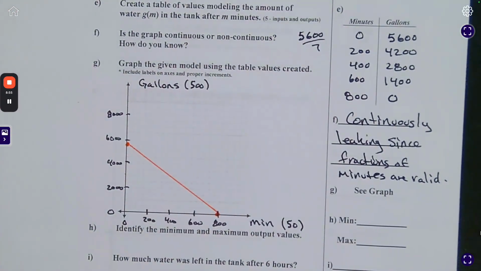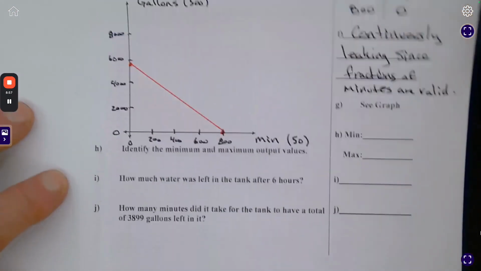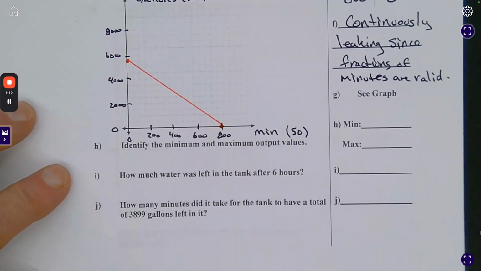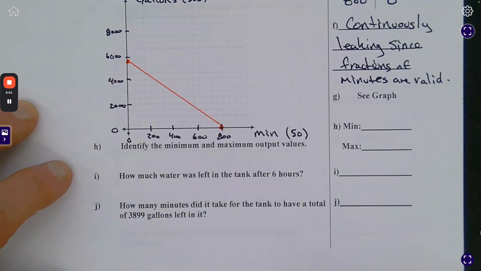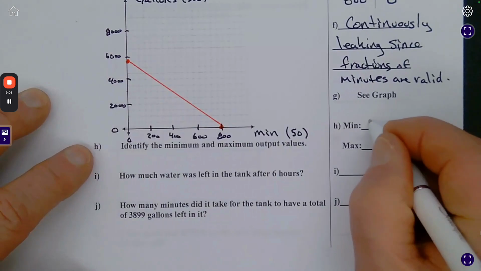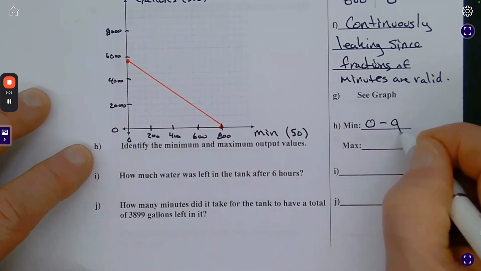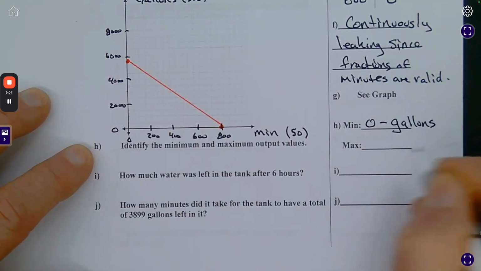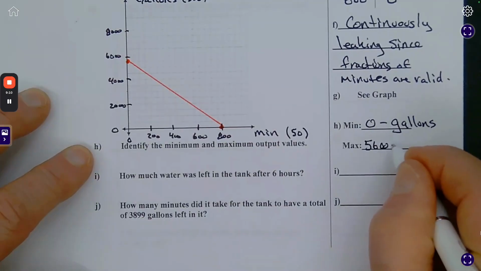Okay. Identify the minimum and maximum output value. Well, the output value is the gallons of water. So 0 is the minimum, and 5,600 is the maximum.